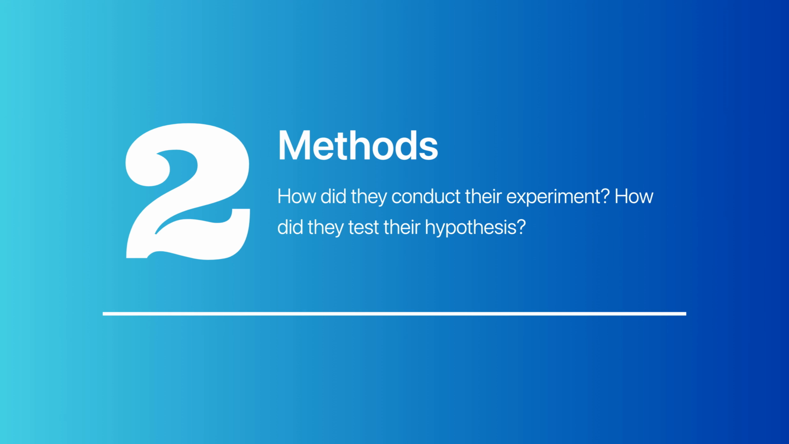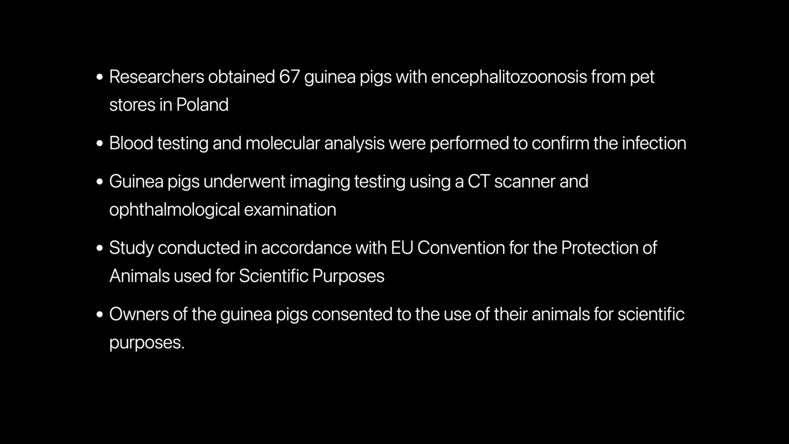2. How did they conduct their experiment? The researchers first obtained 67 guinea pigs with encephalitozoanosis from pet stores in Poland, and then performed blood testing and molecular analysis to confirm the presence of the infection. The guinea pigs also underwent imaging testing using a CT scanner and ophthalmological examination.